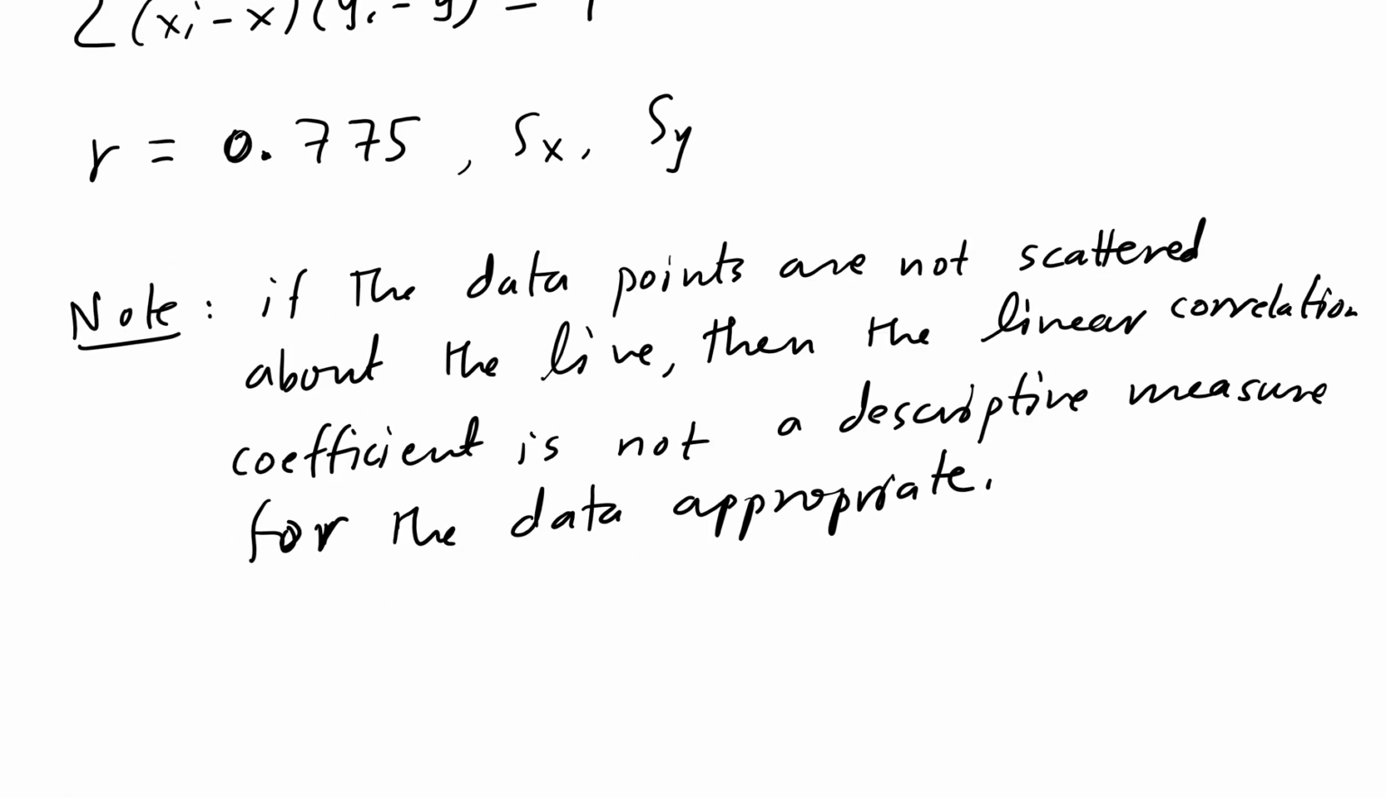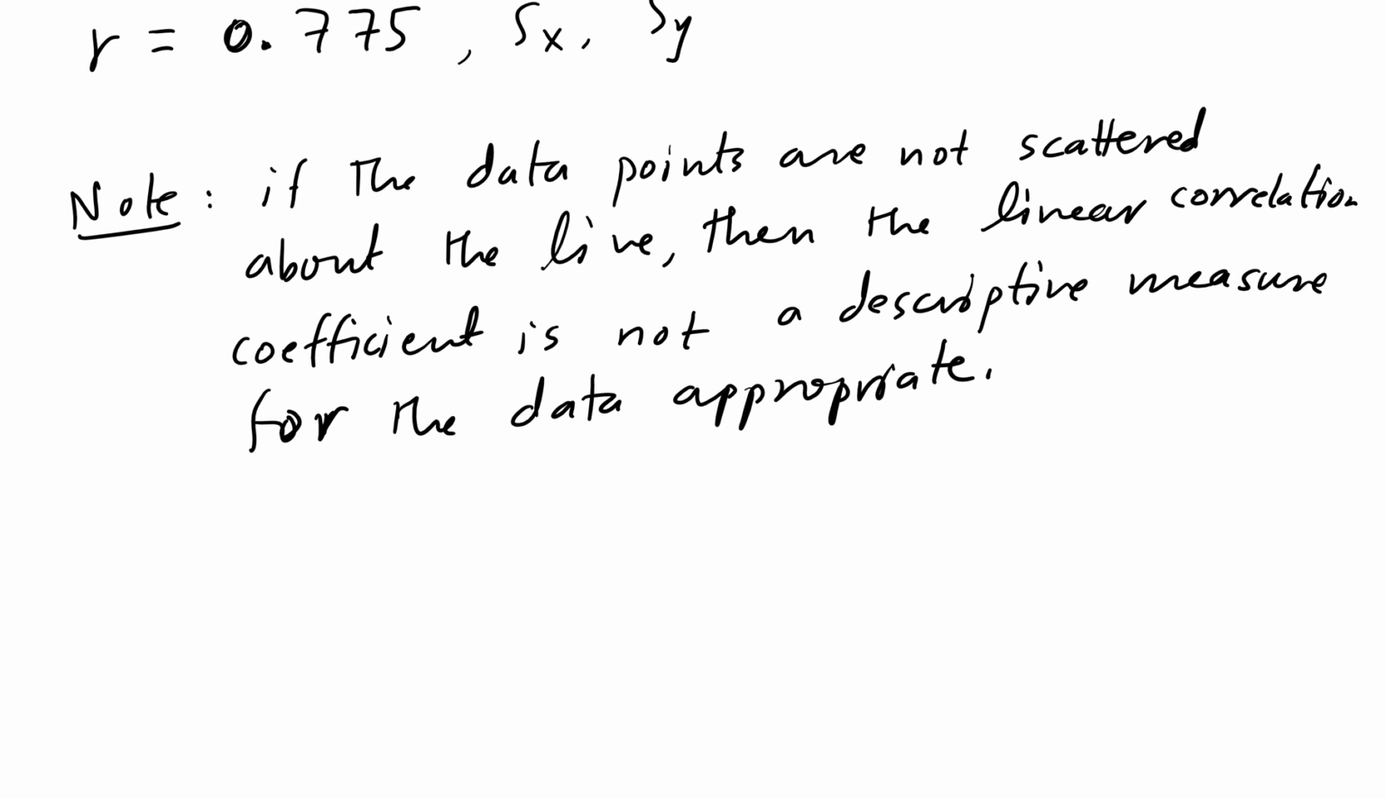One last note: if the data points are not scattered about the line, meaning they are off the line, then the linear correlation coefficient is not an appropriate descriptive measure for the data. It's just not a good tool to use here. There are other tools you can learn later on, but for the meantime, we need to make sure that the points we have are really close to the line. They're not like one here, one there. This is not a good plot. There's no correlation, basically.